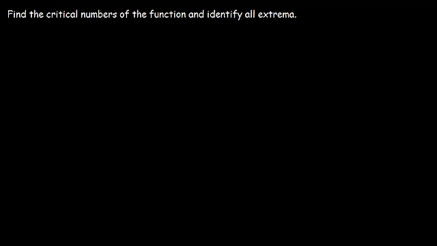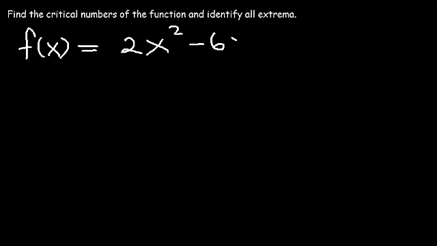So now let's try some problems. Find the critical numbers of the function and identify all extrema. So let's say the function is f of x equals 2x squared minus 6x, and there are no closed intervals. So in this case, what you want to do for a problem like this is find the first derivative and set it equal to 0. The derivative of 2x squared is 4x, and the derivative of 6x is simply 6.